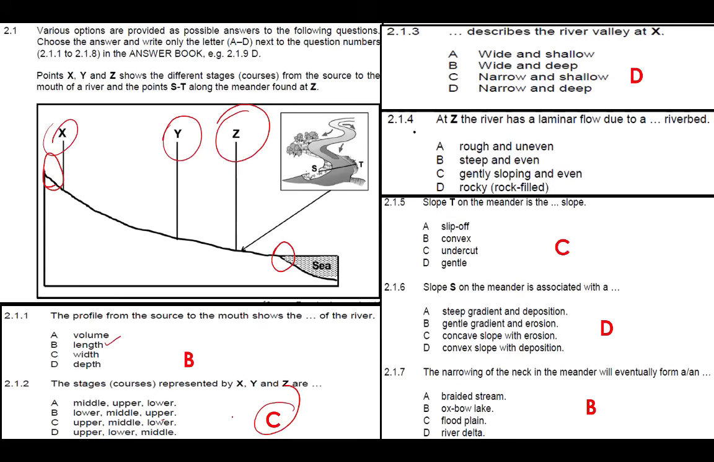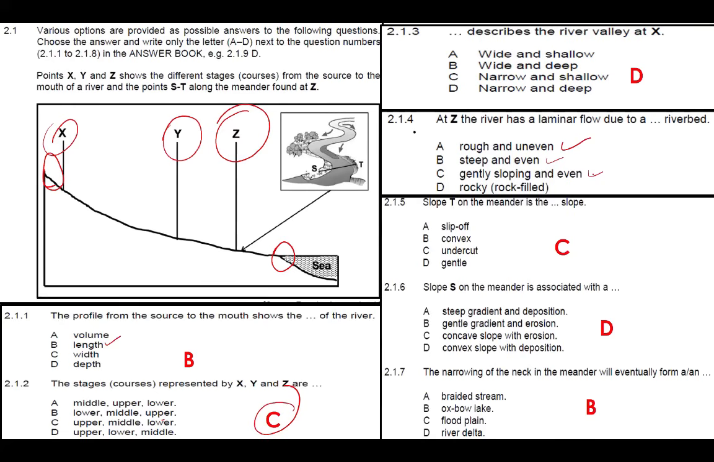Describe the river valley at X. Is it wide and shallow? Is it wide and deep? The correct answer there is that it is narrow and deep. And then at Z, the river has a laminar flow due to the river bed. How is the river bed at Z? Is it rough and uneven? Is it steep and even? Is it gently sloping and even? The correct answer there will be C.